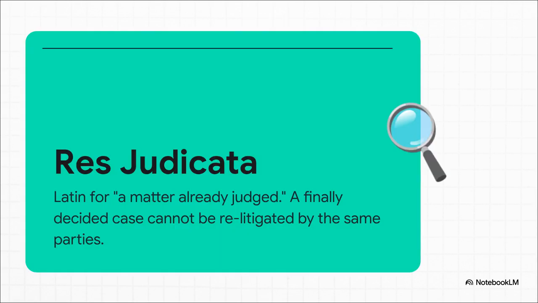And that tool is a doctrine with another Latin name, res judicata. Let's break it down again. Res is the thing or the matter. Judicata means judged. Put them together, a matter already judged. It's a simple but incredibly powerful rule. It says that once a proper court has given a final judgment on a specific issue between specific people, that's it. You can't relitigate it. It is the law's definitive way of saying, case closed, move on.